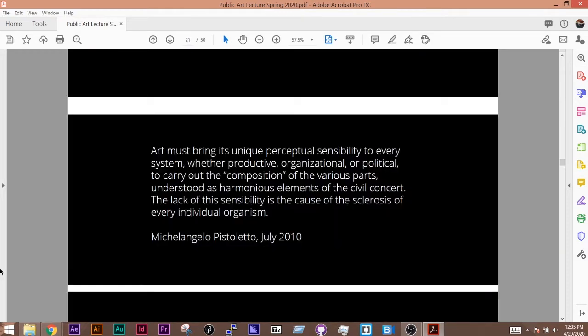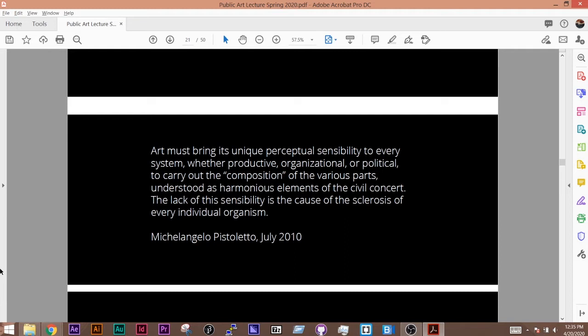And I like this quote from Michelangelo Pistoletto, who is an artist who is part of the Arte Povera movement. And he has this quote: "Art must bring its unique perceptual sensibility to every system, whether productive, organizational, or political, to carry out the composition of its various parts, understood as the harmonious elements of the civil concert. The lack of this sensibility is the cause of the sclerosis of every individual organism."